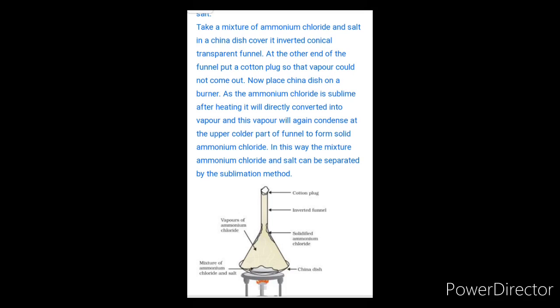A funnel is inverted over a mixture placed in a china dish, and then a dry test tube is also inverted over the outlet of the funnel. See, students, the setup I am showing you. The outlet of the funnel is loosely plugged with cotton and the mixture is then heated. So the sublimable component vaporizes and the vapors solidify in the test tube and on the cooler part of the funnel.